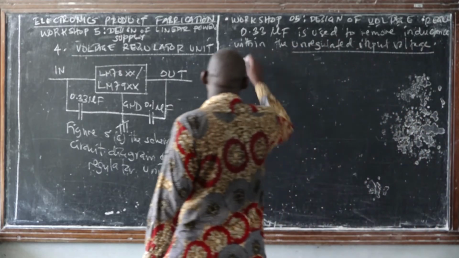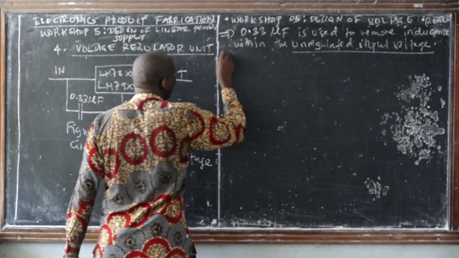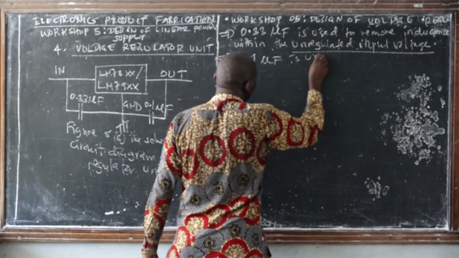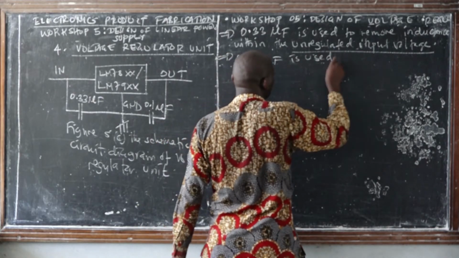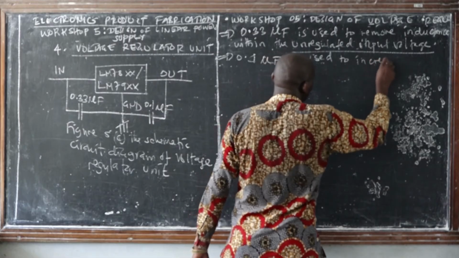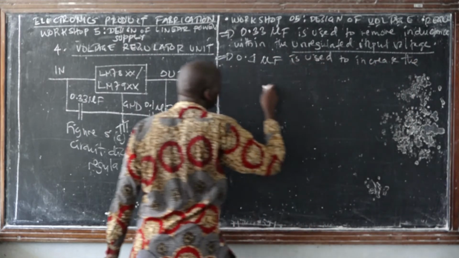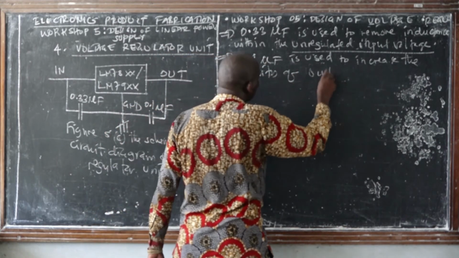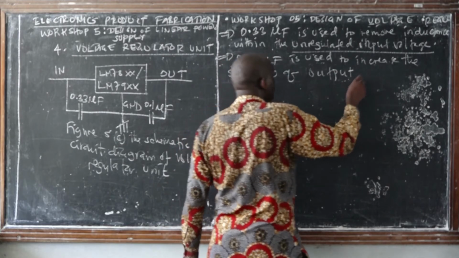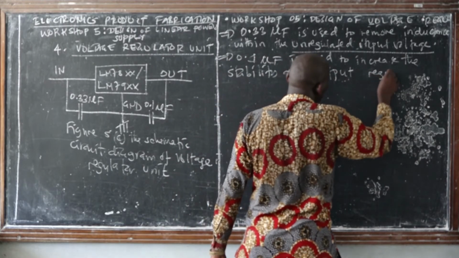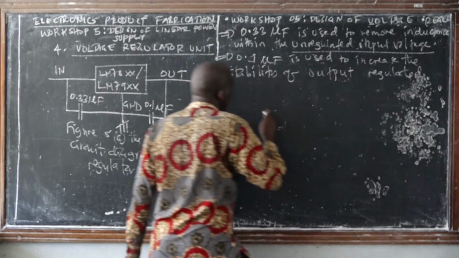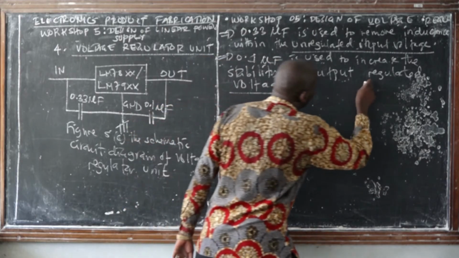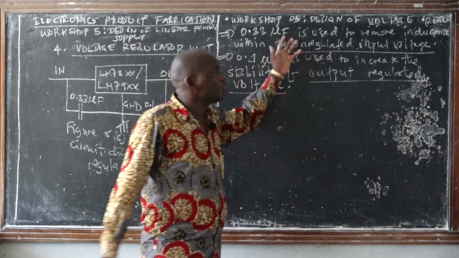Then the 0.1 microfarad capacitor is used to increase the stability of the output regulated voltage. In some sources, if you read different sources, sometimes they don't mention the inductance.